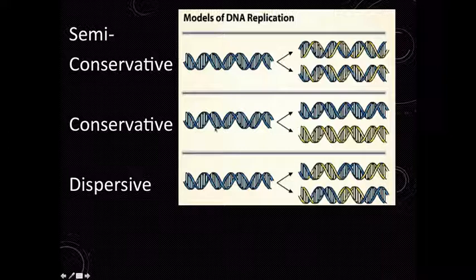The conservative model had the idea that you can use the original strands as a template to make new strands, and once they were used, then the old strands got back together and the new strands got together. So that was the conservative model. And then finally the dispersive model was kind of a mix, with old strands and new strands all in one single molecule. So again, this is the one we accept today, the semi-conservative model.